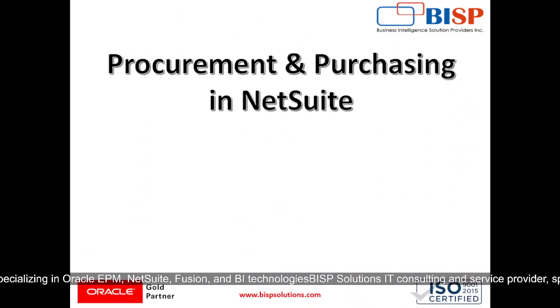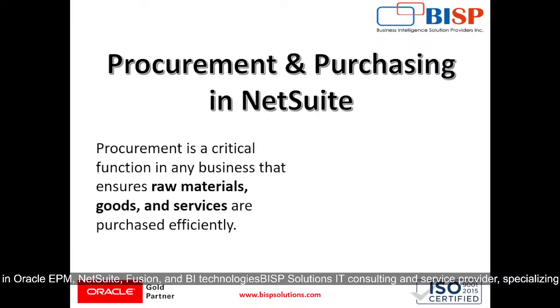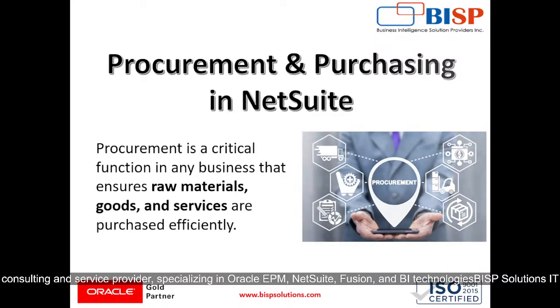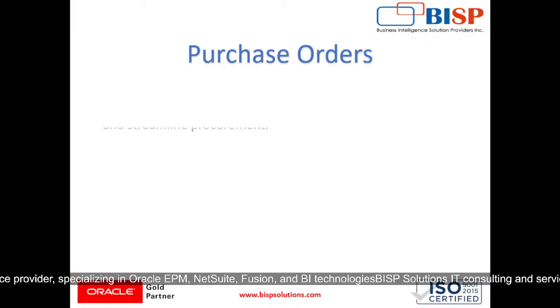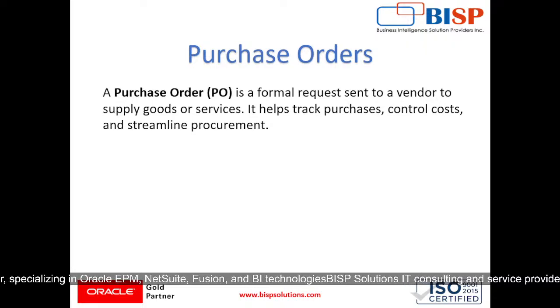Next comes our procurement and purchasing in NetSuite. Procurement is a critical function in any business that ensures raw materials, goods and services are purchased efficiently. NetSuite simplifies this process with automated workflows, real-time tracking and vendor management. To understand it briefly, first is purchase orders. A purchase order is a formal request sent to a vendor to supply goods or services. It helps track purchases, control costs and streamline procurement.